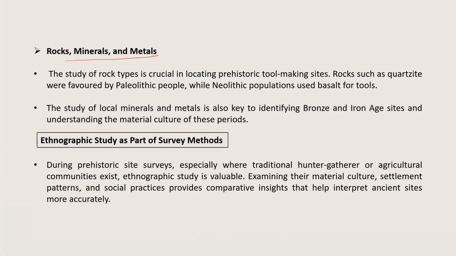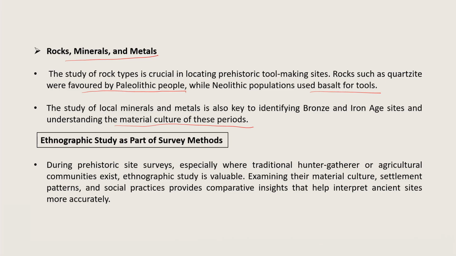The study of rock types is crucial in locating prehistoric tool making sites. Rocks such as quartzite were favored by Paleolithic people, while Neolithic populations used basalt for tools. The study of local minerals and metals is also key to identifying Bronze and Iron Age sites and understanding the material culture of these deposits.